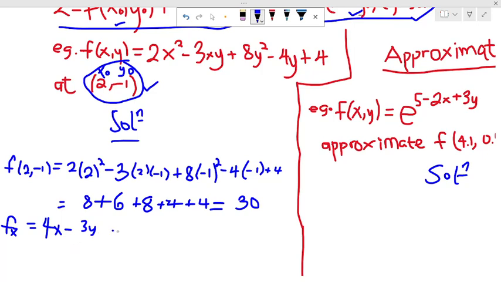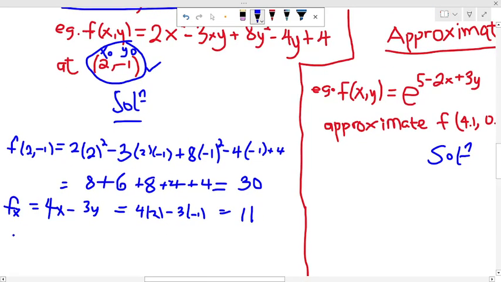Now let's evaluate at the point 2, negative 1. So we have 4 times 2, minus 3 times negative 1. 4 times 2 gives us 8. Now negative 3 times negative 1 gives us positive 3. Now 8 plus 3 gives us positive 11. Simple as that. Now moving to the last term, that's the partial derivative of f with respect to y.